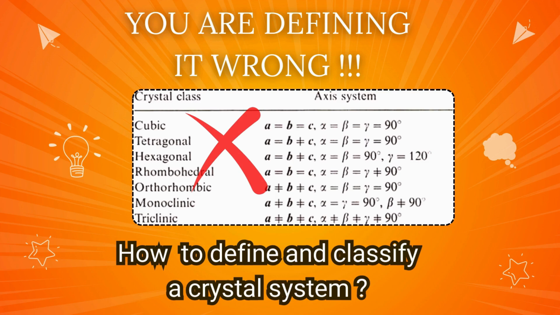Are you defining a cubic system as a equal to b equal to c and alpha, beta, gamma equal to 90, and similarly for the other systems? Then it is wrong. We should not define a cubic system with these parameters, and in this particular video we will discuss how to define and how to classify the crystal system.